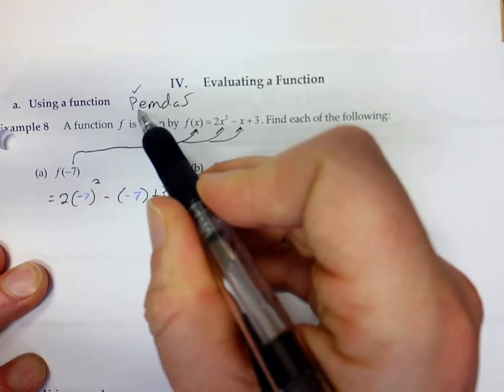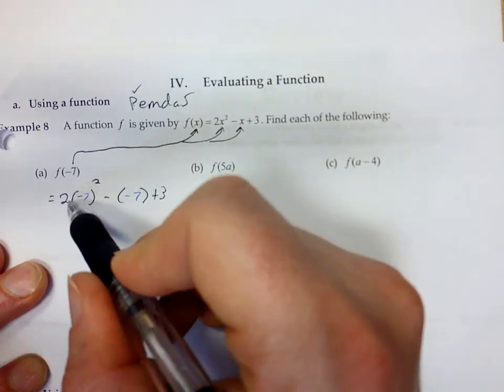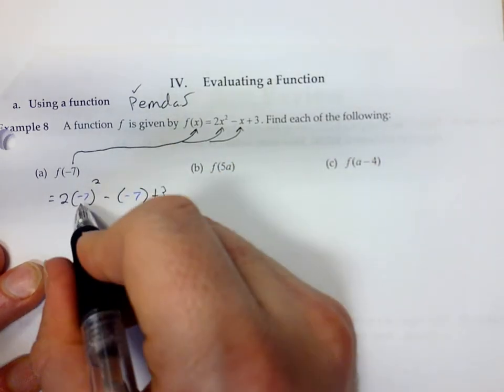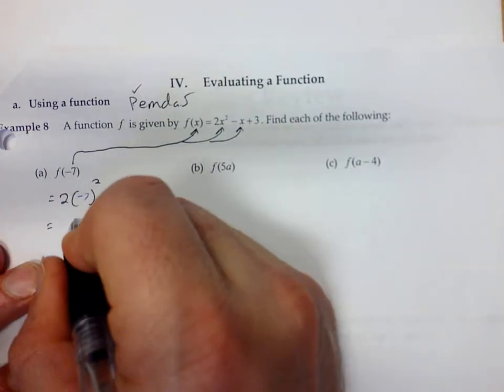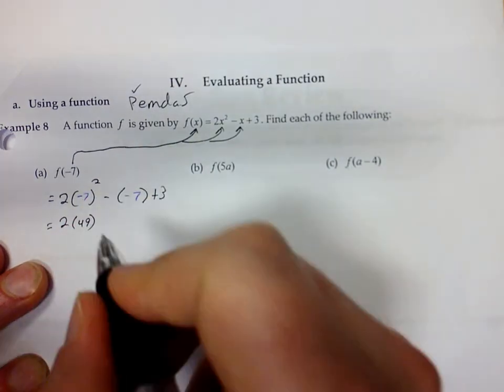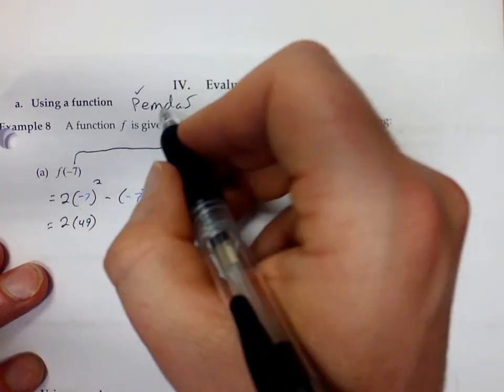But you've got to do your exponent before you deal with your multiplication. So don't multiply 2 and negative 7. Do your exponent first. So negative 7 squared is 49, a positive 49. So now we've done that exponent.